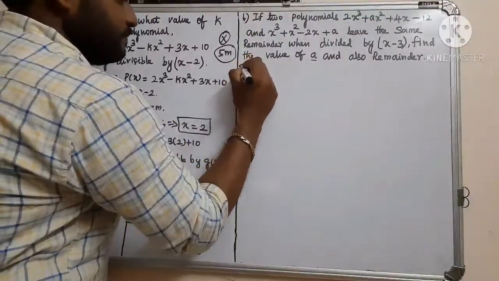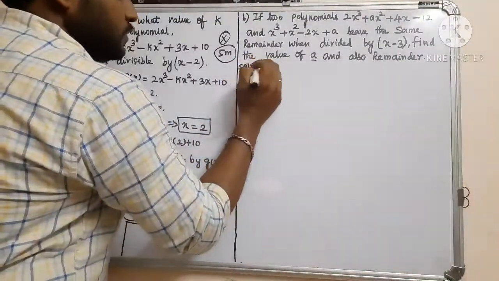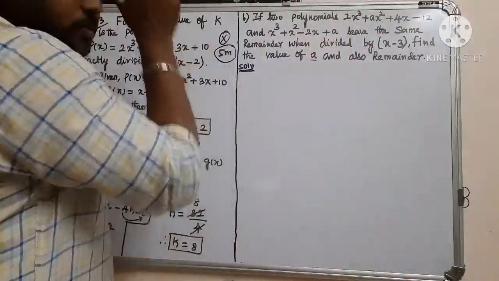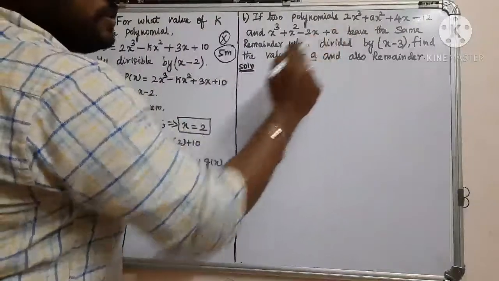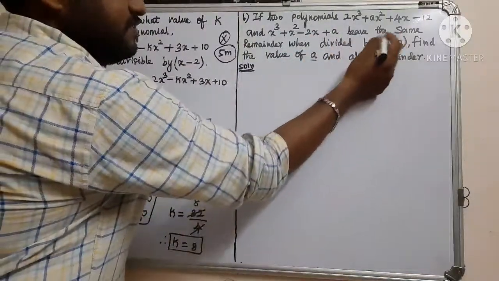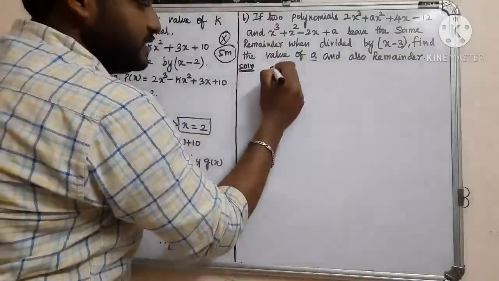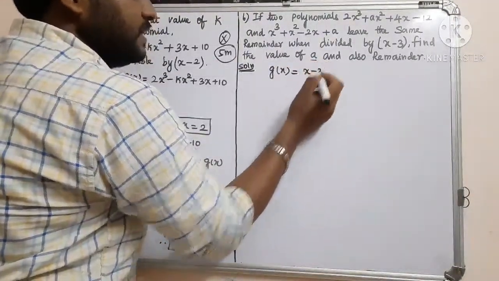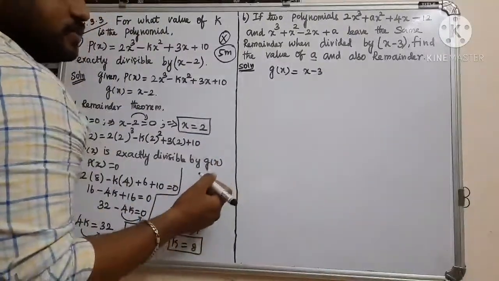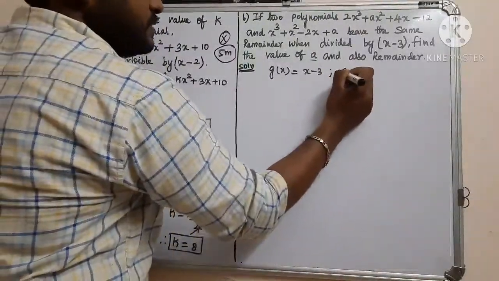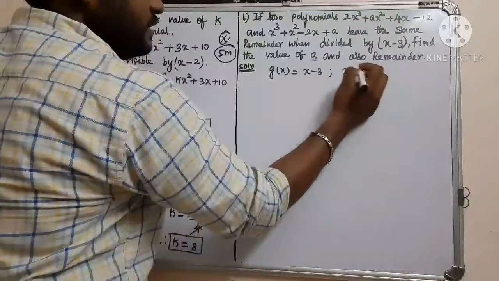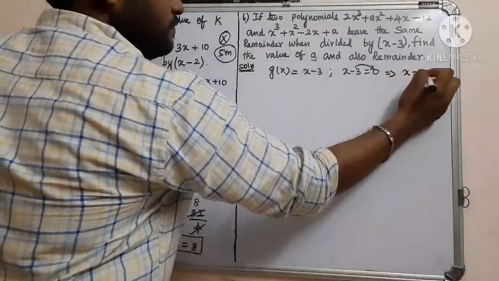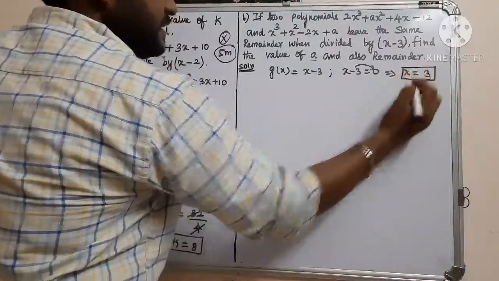So solution. So given two polynomials leave the same remainder. So what is the divisor polynomial? Which is g of x is equal to x minus 3. Instead of g of x, you should substitute the value 0. So x minus 3 is equal to 0. So minus 3 will change into plus 3. So x is equal to 3. X is equal to 3.